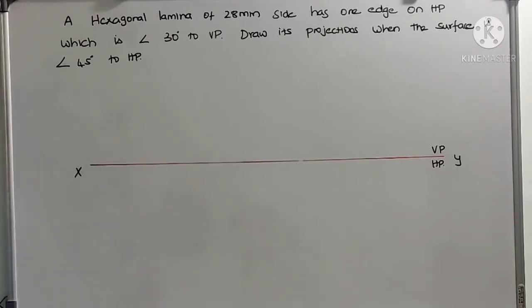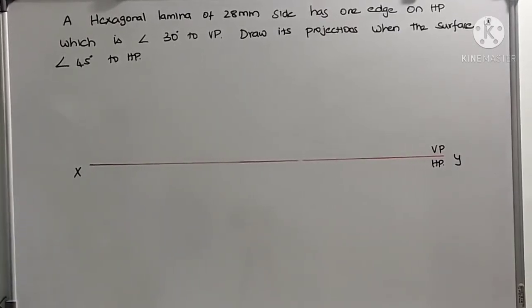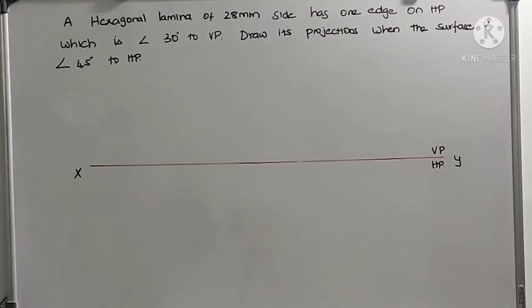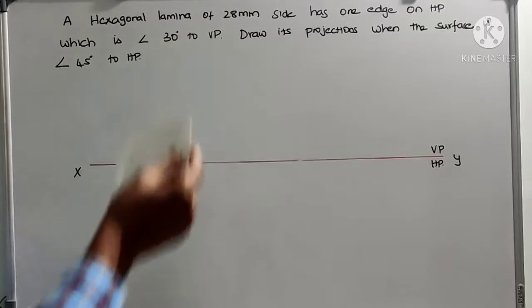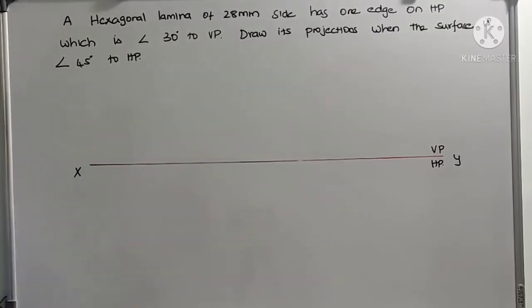So look at the problem. Here the lamina is inclined to both HP and VP. That means we will not be able to see the true shape in either the front view or the top view. So let's position this. That means we need to use the change of position method.